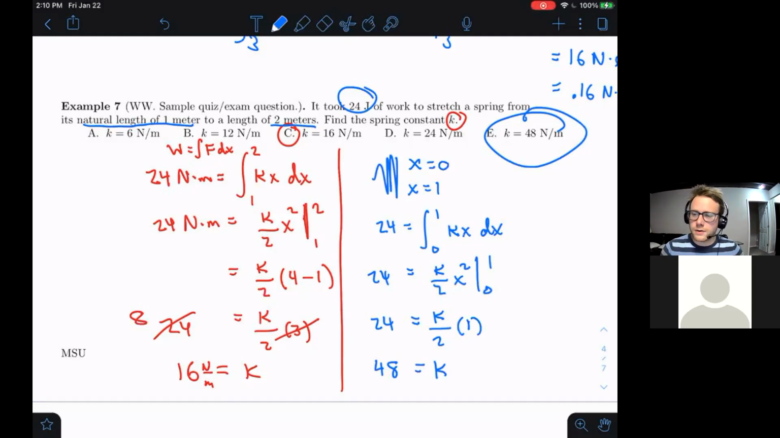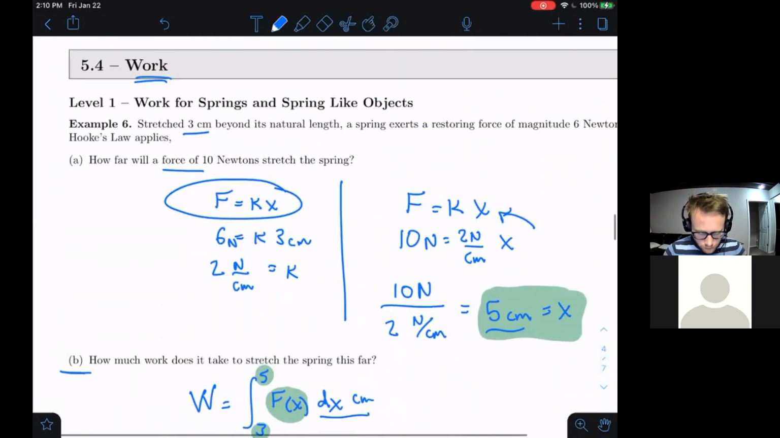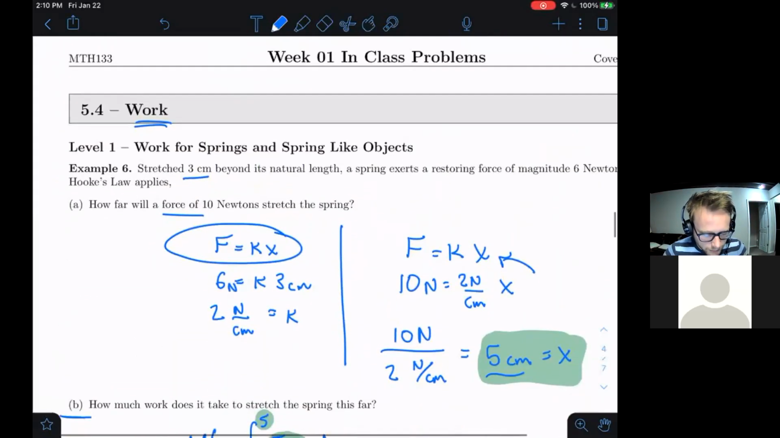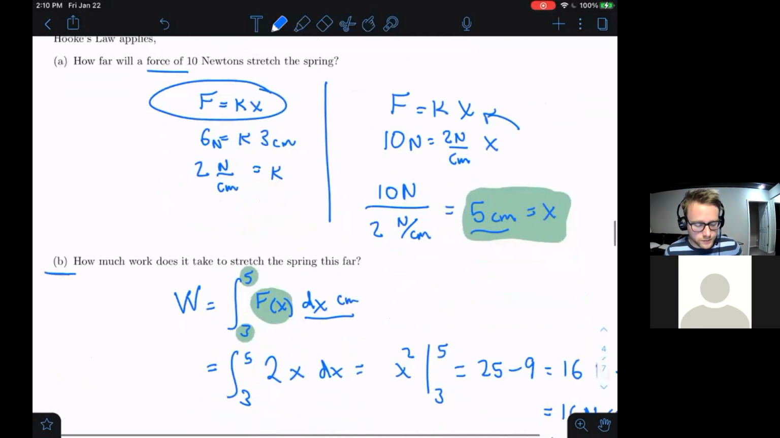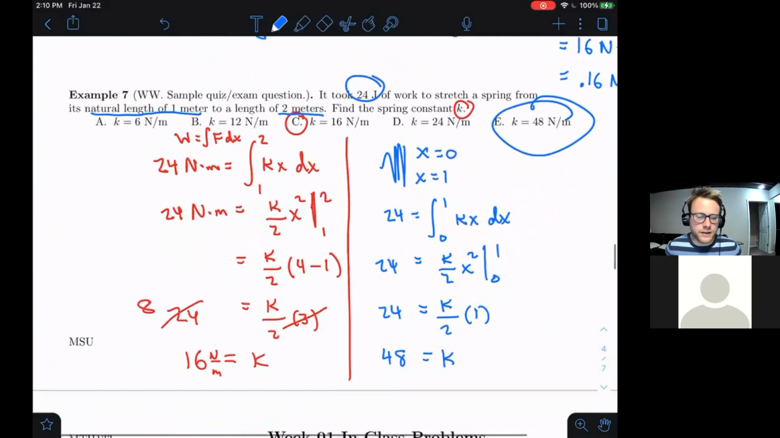And so, I see a question up here: why didn't we use 0 to 2 or something like this in the previous one? 3 was not its natural length. It was 3 centimeters beyond its natural length. In example 6 here, we didn't actually specify what the spring's natural length was. So you do have to be prepared for either one of those sorts of deals.